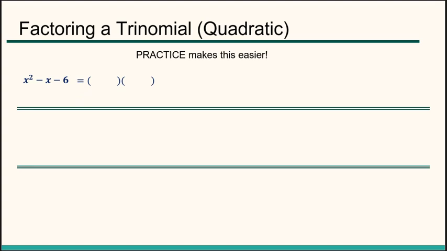Write down the factors of 6: 1 and 6, 2 and 3. Now, since I've got some minusing going on, is there any way that if I subtract these two I would get a 1? Oh, yeah. 2 and 3: if I subtract those two, I'm going to get a 1. I don't know how it's going to work so far, but I know I'll have an x and an x. I know I'll have a plus and a minus.